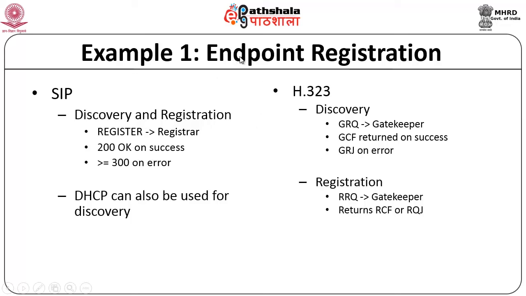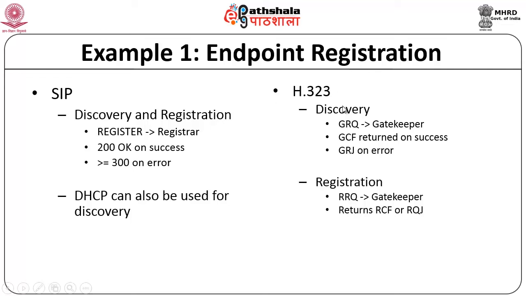So if you take for instance the endpoint registration. In SIP, endpoint registration does both discovery and registration by contacting the registrar. The registrar is the one which keeps track of all information for SIP. So a SIP client has to send a register message to the registrar. The registrar will respond with a 200 OK on success and a 300 on error. So that's the part that is used for discovery and registration.